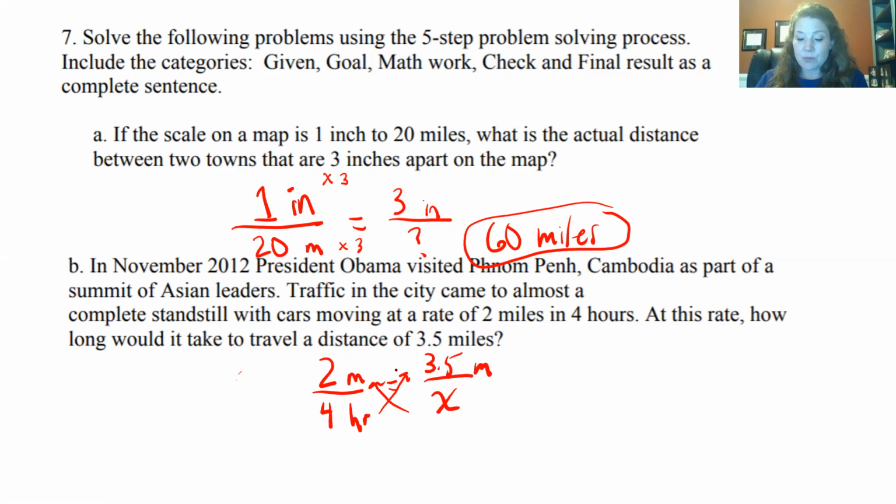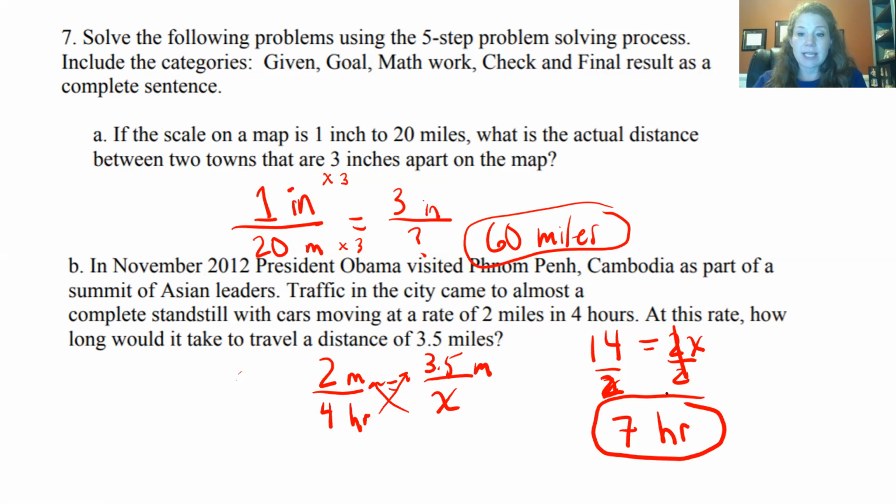4 times 3.5 is 14. So 14 equals 2x. Divide both sides by 2, and the answer is 7 hours to go 3.5 miles. Wow, that is a traffic jam. That's awful.